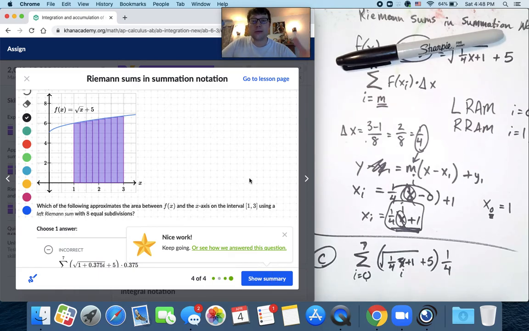But anyway, that's Riemann sums in summation notation. I'm going to go ahead and redo this one. I want the 80%. I missed one. So thanks. Bye.